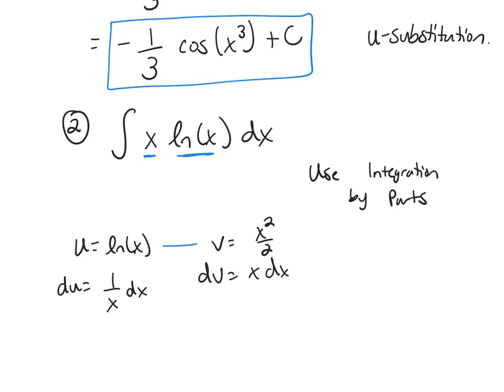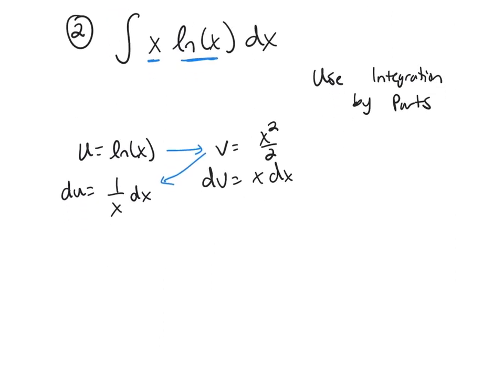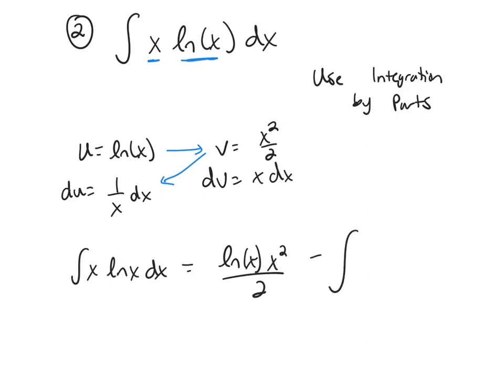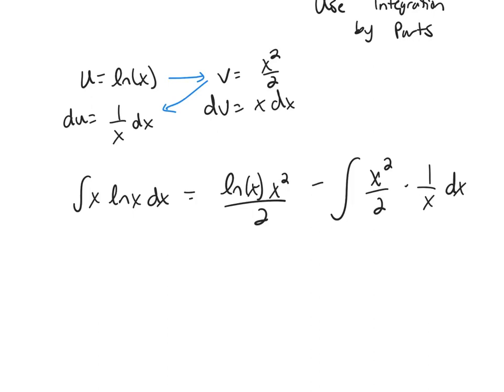And now we go across and diagonally down. So the integral of x ln x is equal to, go across, ln of x, x squared over 2, minus the integral, and then the diagonal, x squared over 2 times 1 over x. And now we have no natural log left in our integrals, so I can just simplify this down to minus 1/2 the integral of x.